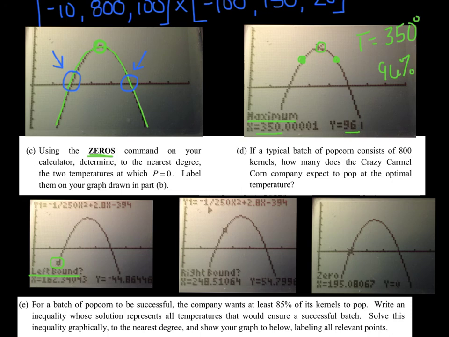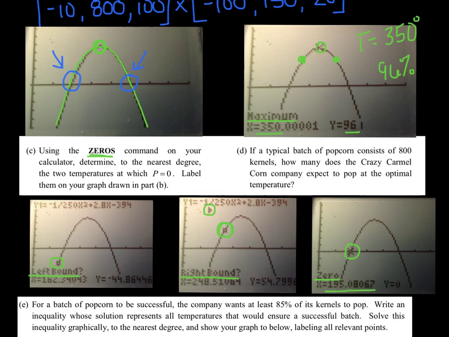I hit enter right there, and as soon as I hit enter, it threw an arrow on the screen. Then they wanted the right bound, so I started hitting my right arrow several times until this little spider got up there. Once he gets in this neighborhood right here, I hit enter. Then it wanted me to guess, and I just used the left arrow a couple of times until he got in this neighborhood, and I hit enter a 3rd time. As soon as I hit enter that 3rd time, it showed up with a 0, and it said the root, or that x-intercept, was about 195.